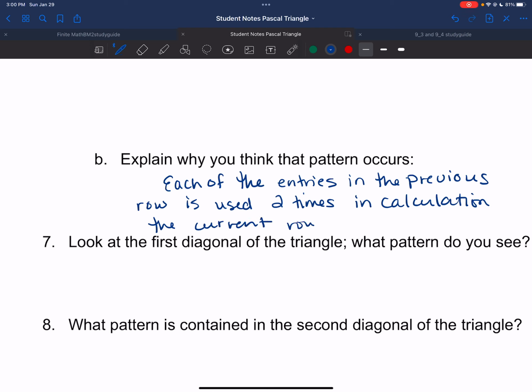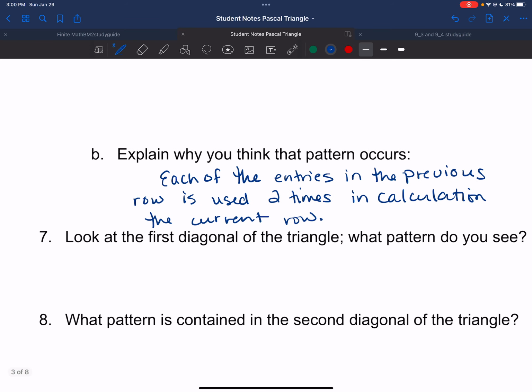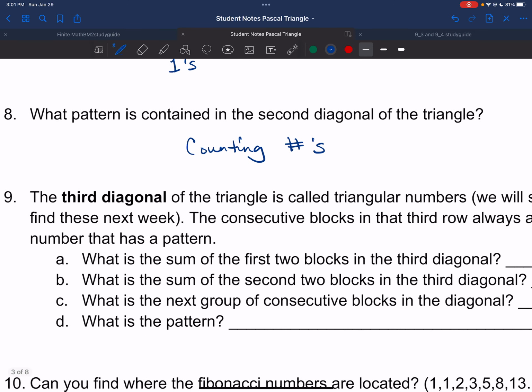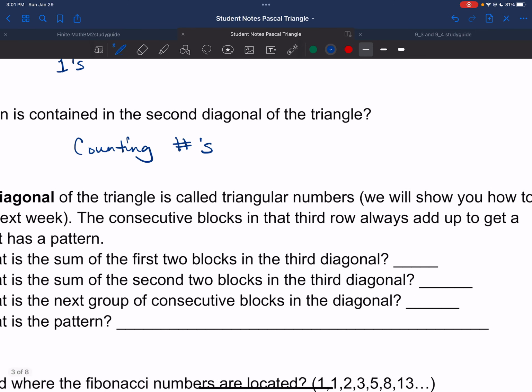All right, look at the diagonal of the triangle. The first diagonal, those are our 1s. Okay, this is just a brief review. Second diagonal is our counting numbers. Remember, this is like day 2 now of the material. The third diagonal of the triangle is called triangular numbers.